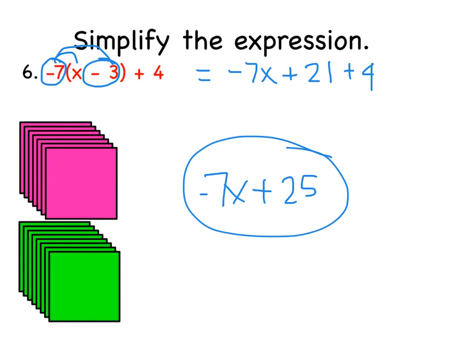All right, now this one could have been tricky because we have two negatives. So negative 7 times x is negative 7x. Negative 7 times negative 3 is positive 21. So make sure you have positive 21 there. When I combine the 21 and the 4, I get 25. So my final answer is negative 7x plus 25.